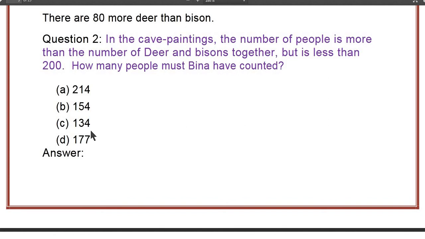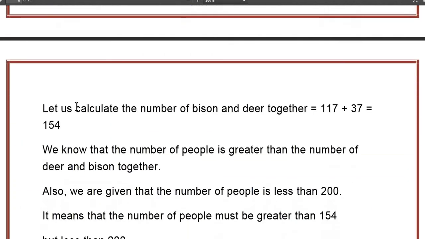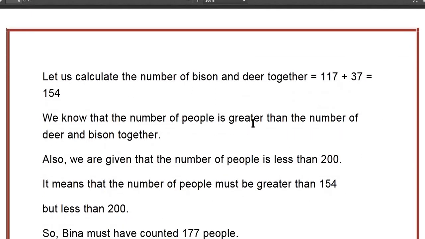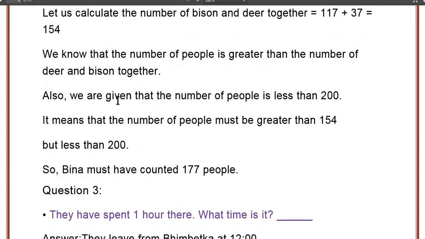And now from these two we have to calculate. Let us calculate the number of bison and the deer together. It is 154, 117 plus 37. We know that the number of people is greater than the number of deer and bisons together. Also we are given that the number of people is less than 200. It means that the number of people must be greater than 154 but less than 200.